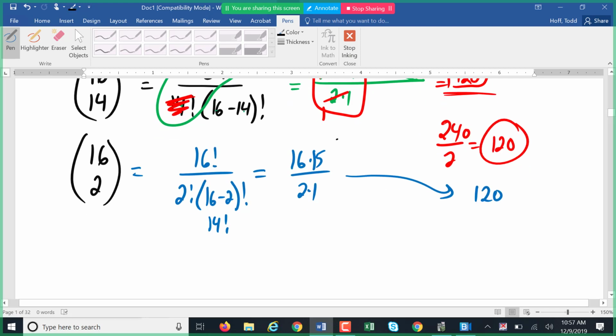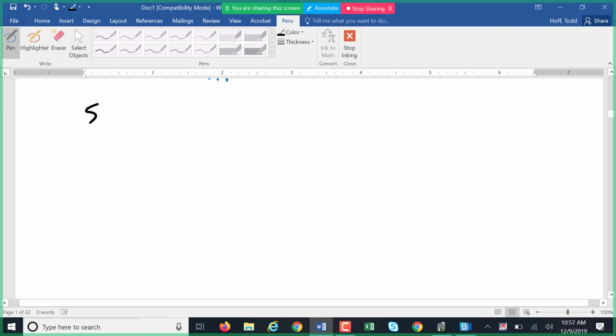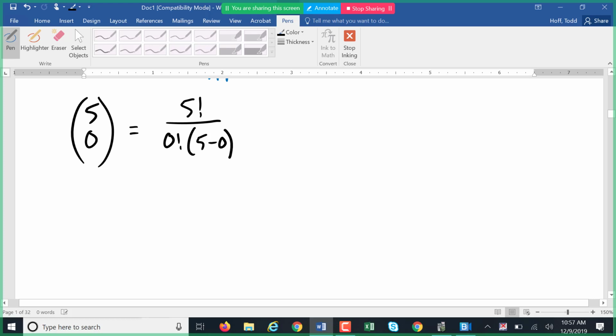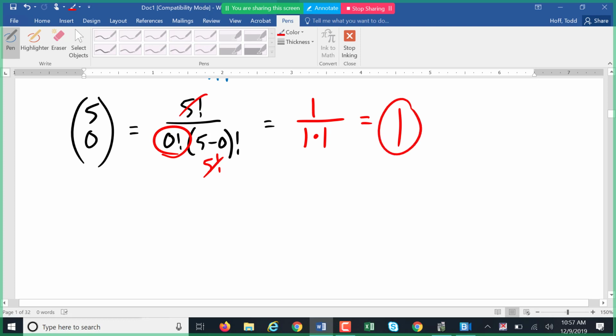What do we get if we choose 0? If I have 5 choose 0, well, that's 5 factorial over 0 factorial, 5 minus 0 factorial. Well, 5 minus 0 is just 5. So the 5 factorial and the 5 factorial cancel out. So I've got 1, and on bottom I've got 1. Well, what is 0 factorial? Well, remember I did that reminder at the beginning. 0 factorial is just 1. So that is a 1. 1 divided by 1 times 1 is also 1.